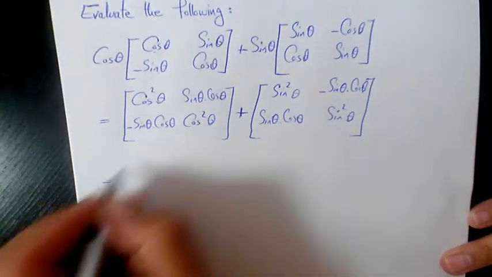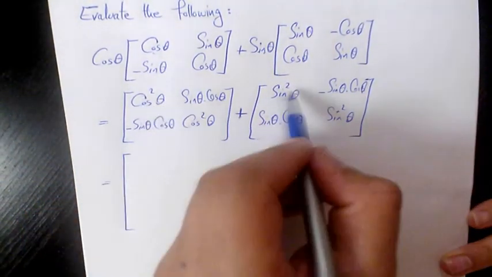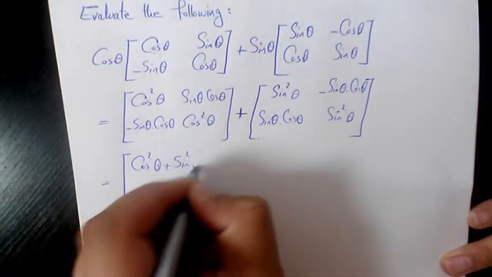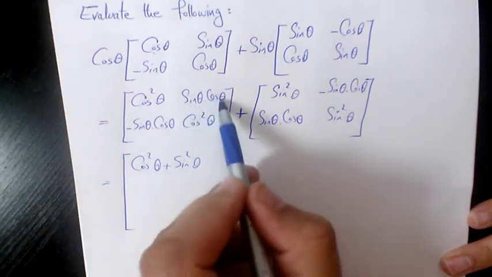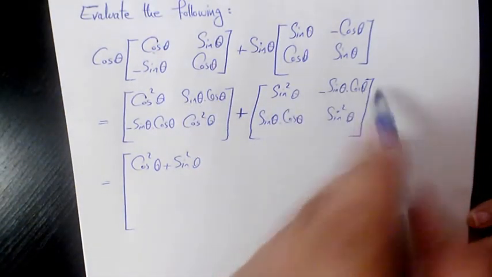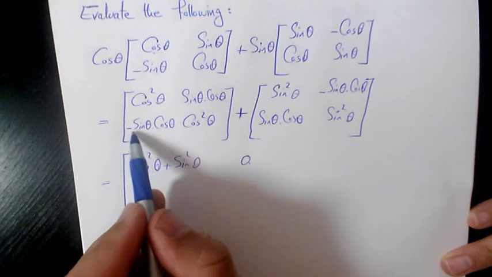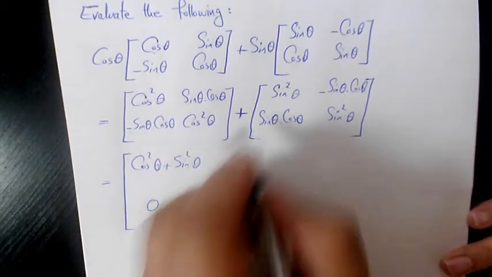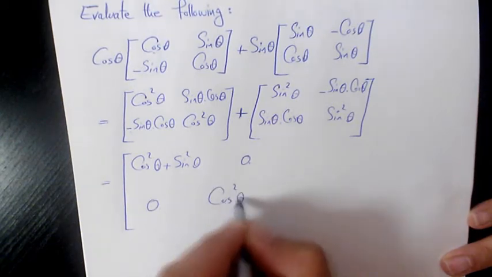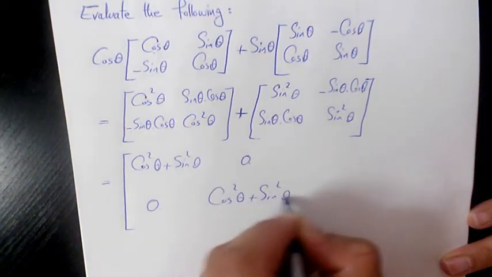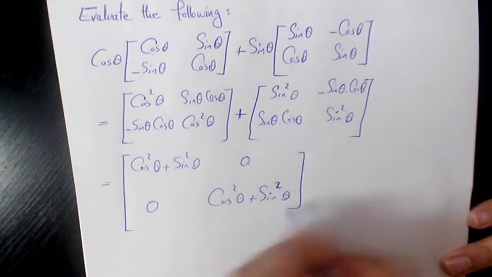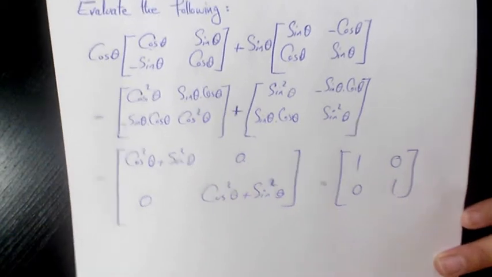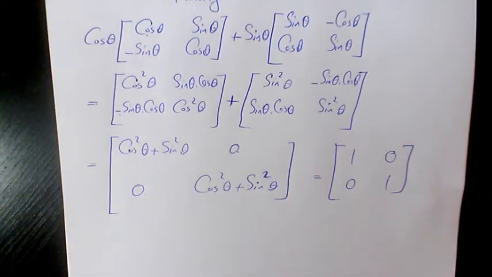When you add them, you're going to have cosine squared theta plus sine squared theta. Sine theta cosine theta plus negative sine theta cosine theta is 0. Negative sine theta cosine theta plus sine theta cosine theta is going to be 0. And then you have cosine squared theta plus sine squared theta. That's going to be equal to 1, 0, 0, 1. That's the identity matrix.